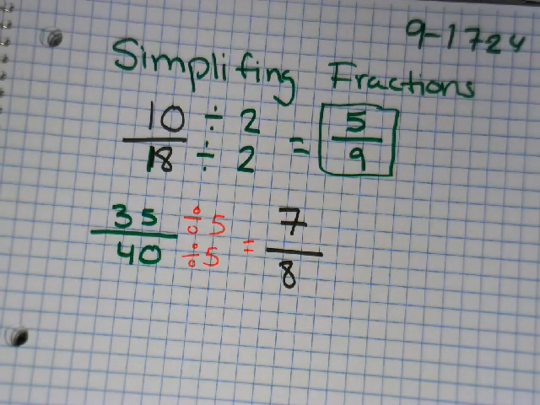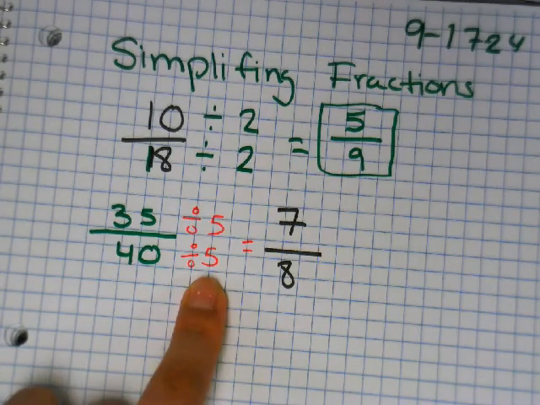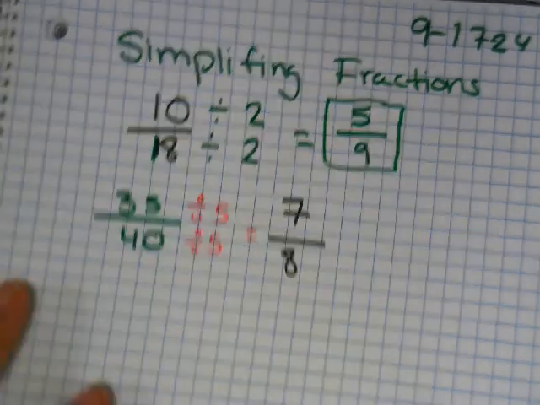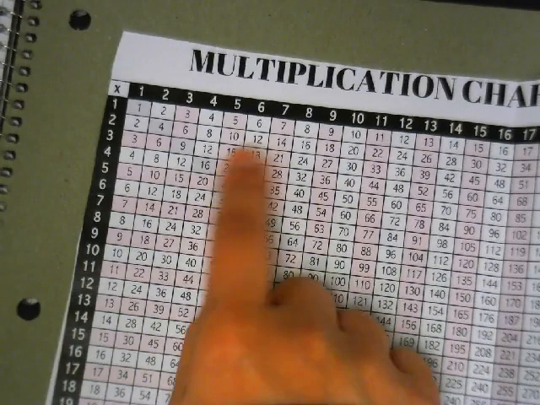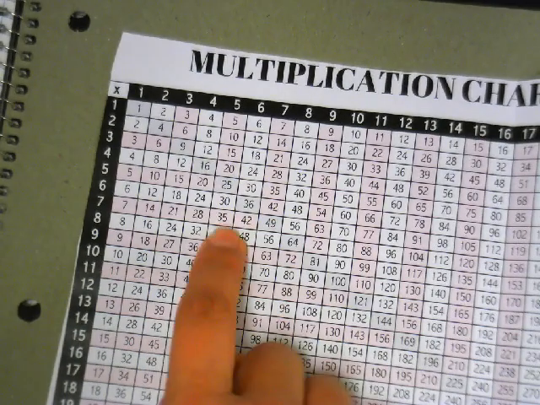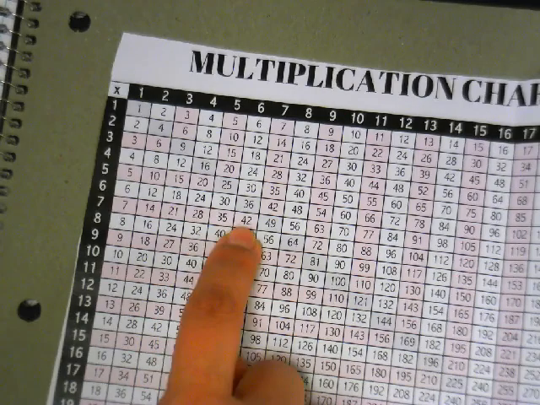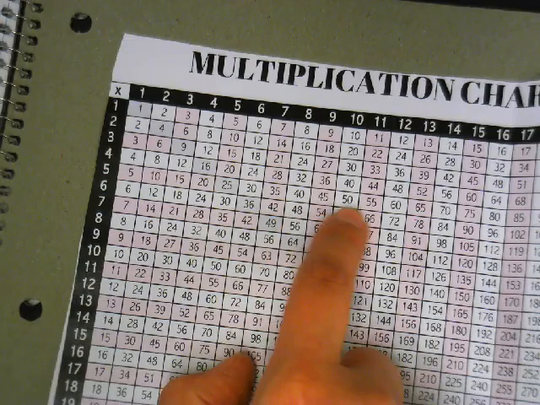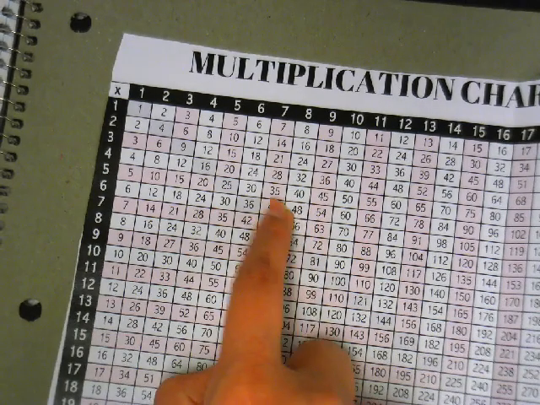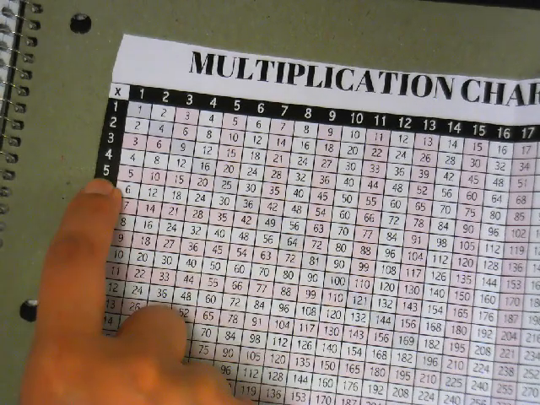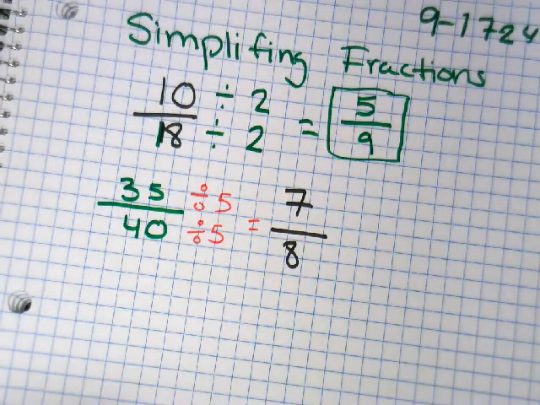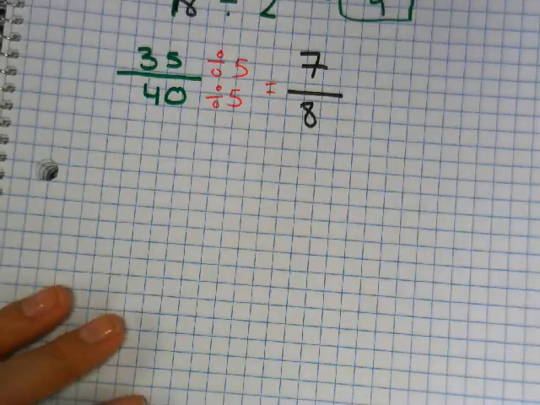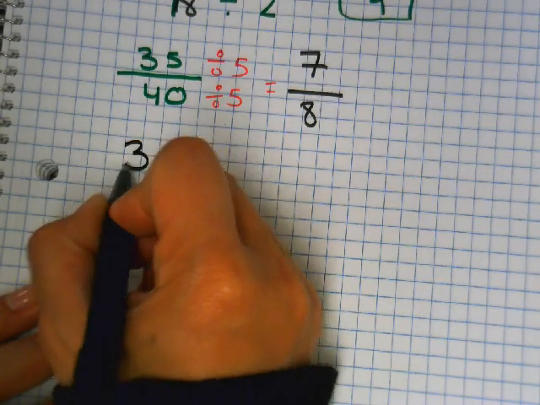Now what if you're like, Miss Amelia, I don't even know how you got 5? Well, that's a little tricky with the multiplication table. You have to find 35 and 40 on the same line. So it's like, oh, there's 35. Is 40 on the same line? Nope. Oh, there's 35. Is 40 on the same line? Yes. Oh, so they're both on this same line. That means I'm going to use the 5 to divide. All right? Okay.